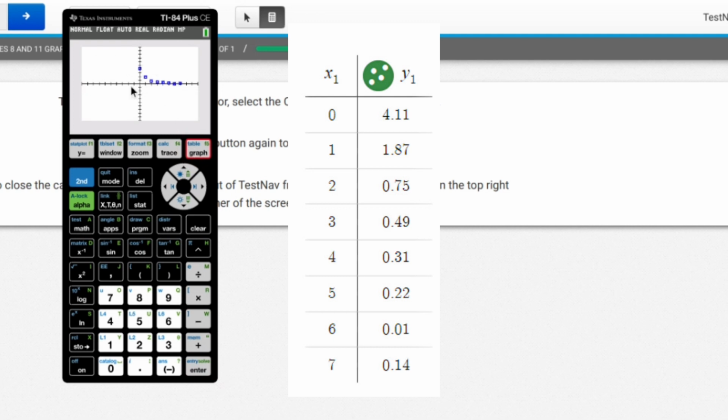Now, I don't care about all this stuff, so how can I just zoom in on what's important? ZoomStat is Zoom 9. There you go. Now, I'm also given this equation that I want to graph: y equals negative 2 divided by 5x plus 2.3.